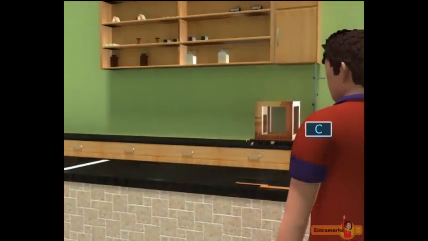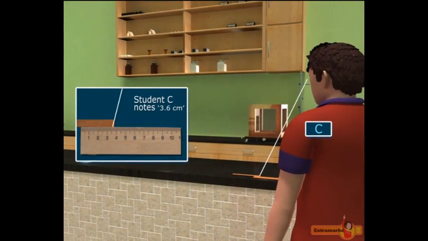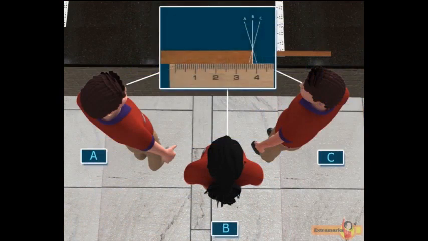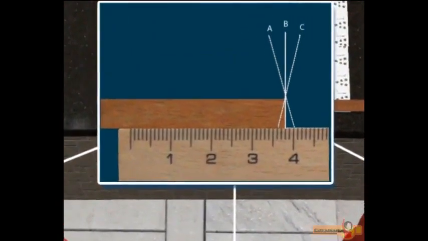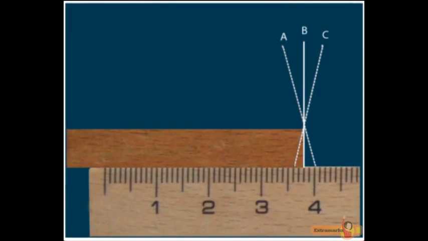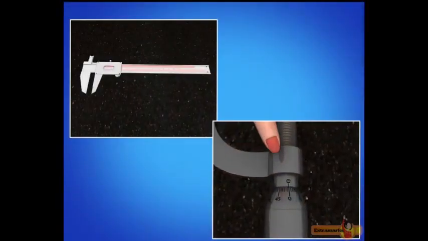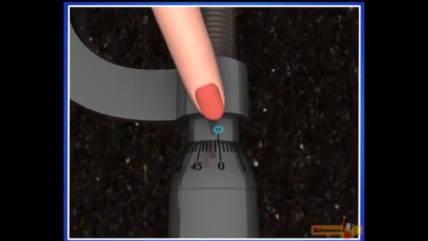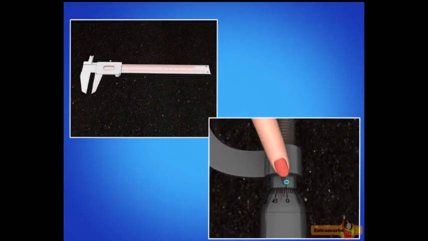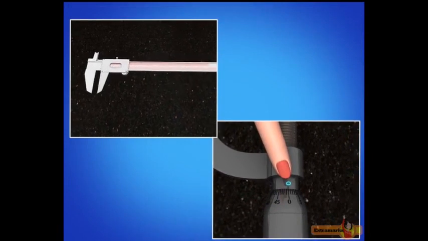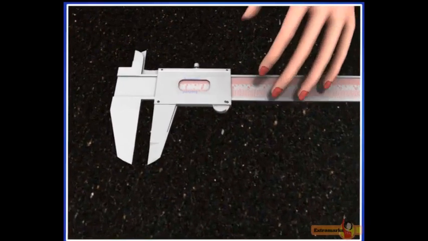If this is done consistently, it introduces a systematic error into the results. Here, the observation recorded by student B is correct. The rest of the students observed the scale incorrectly due to parallax error. Systematic errors can be minimized by using better instruments, improving experimental techniques, and removing personal errors as far as possible.